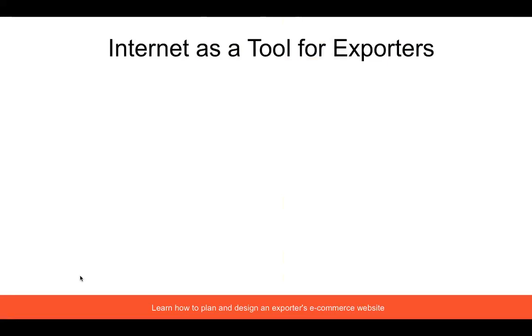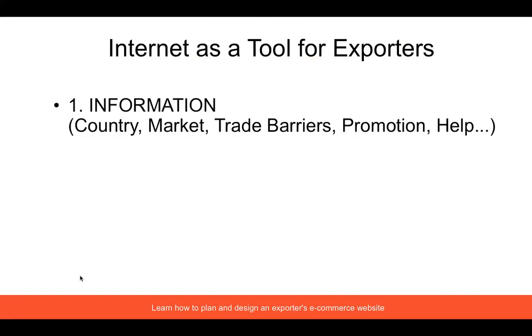Okay. Now remember, the first time I had to give a lecture about how to use the internet as a tool for international trade for exporters, it was in 1995. And in 1995, I discovered that the internet is very useful for you for 3 different things as exporters. First, through the internet, you can grab a lot of information. You can get a lot of information related to international trade.